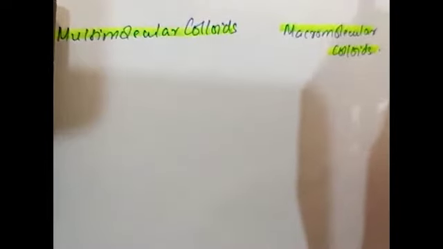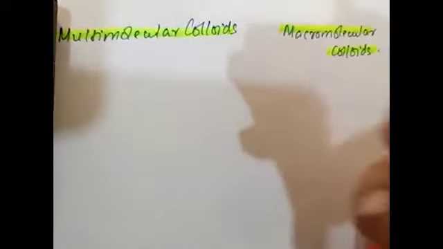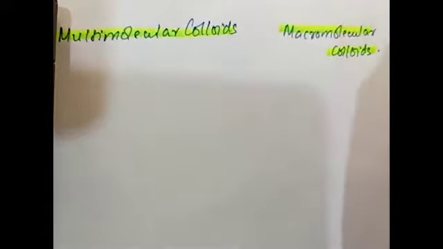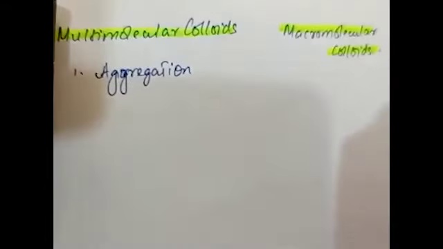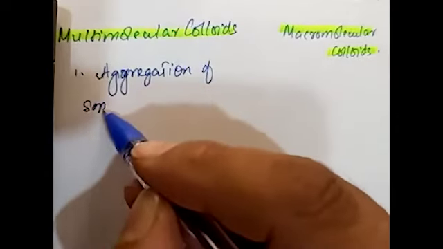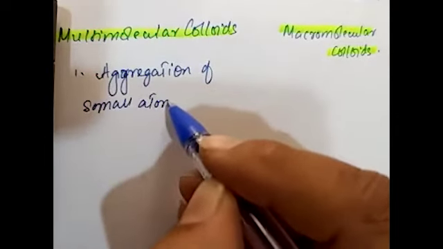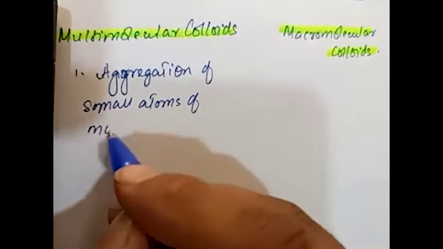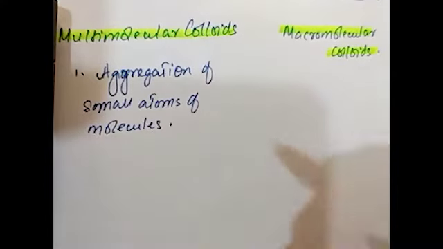Aggregation, because otherwise how would it be multimolecular? A colloid or lump has come, but that is comprising a lot of molecules. It is nothing but aggregation. Aggregation means summation, combination. Aggregation of small atoms or molecules.